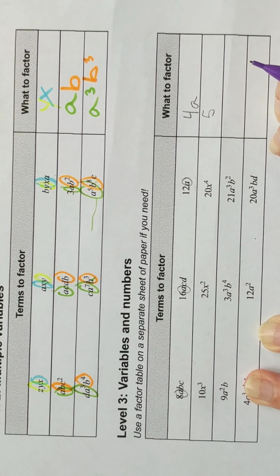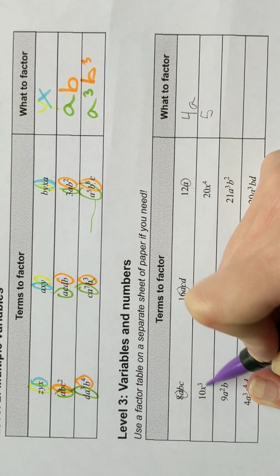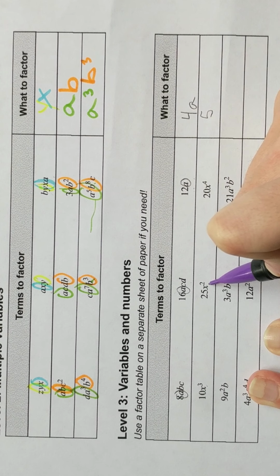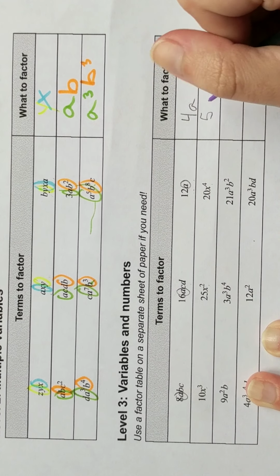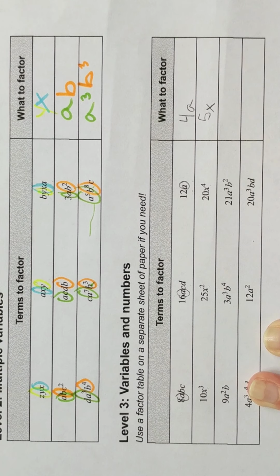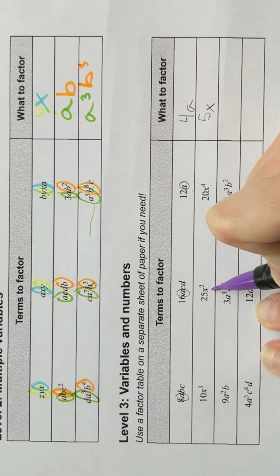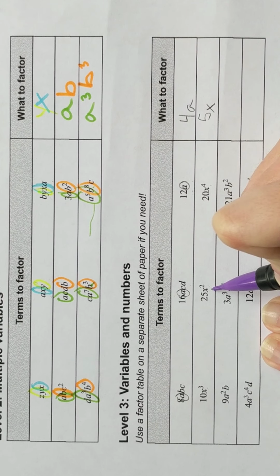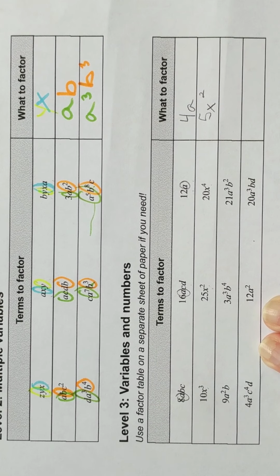Now I need to look at my variables. I have x cubed, which means I have 3 x's. X squared, I have 2 x's. And x to the 4, so I have 4 x's. There are x's in all of the terms, so I know I can take at least one x. And I'm going to ask which one has the smallest number of x's. Well, the one in the middle, x squared, has the smallest number. There are only 2 x's, so I can take out 2 x's from everybody.